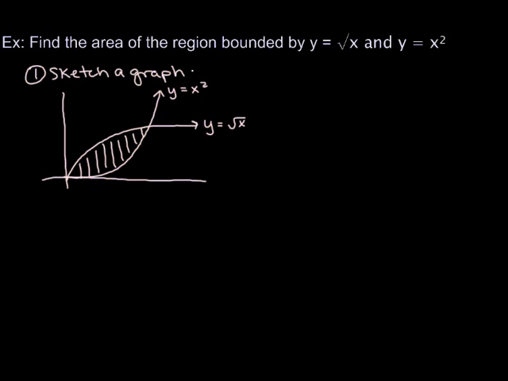In order to know what our limits of integration are, we need to know what these intersection points are. So step 2, we're going to find the intersection points. To find the intersection points, we're going to set the two functions equal to each other. x squared is equal to the square root of x. And from this, we know that x is going to be equal to 0 or 1.